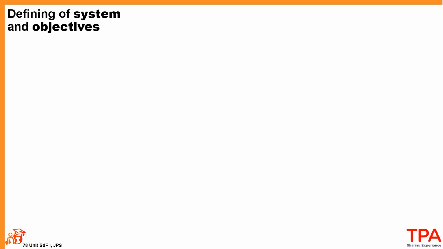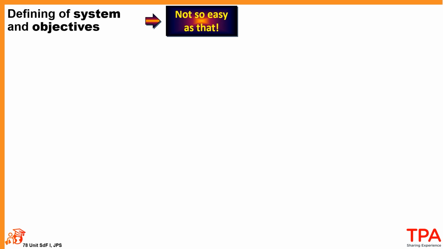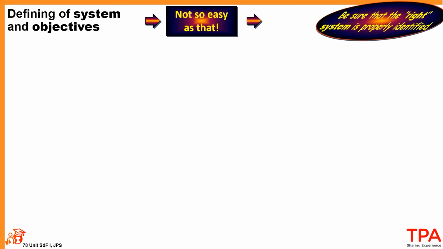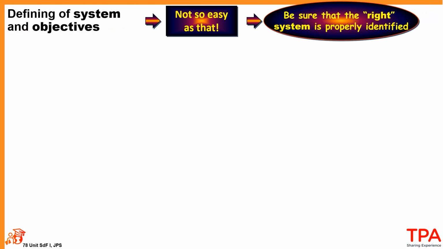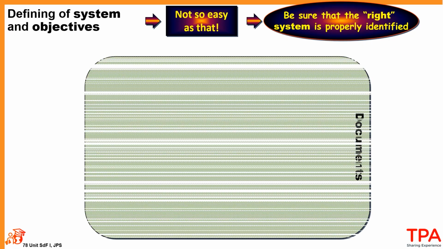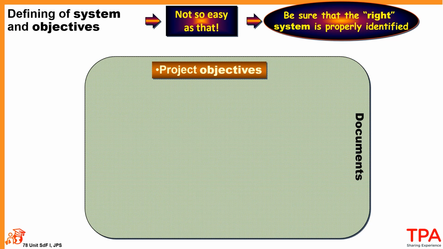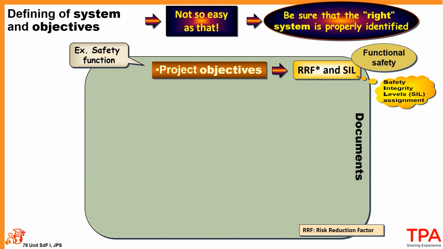As previously said, defining the system and its objectives is the first step. Actually, this is not as easy as that. Then the first difficulty is to be sure to have properly identified what to do. In order to define the project objectives, many documents have to be gathered and cautiously analyzed and understood. For example, if the project is related to a safety instrumented function, the safety requirements in terms of risk reduction factor and the safety integrity level have to be stated.